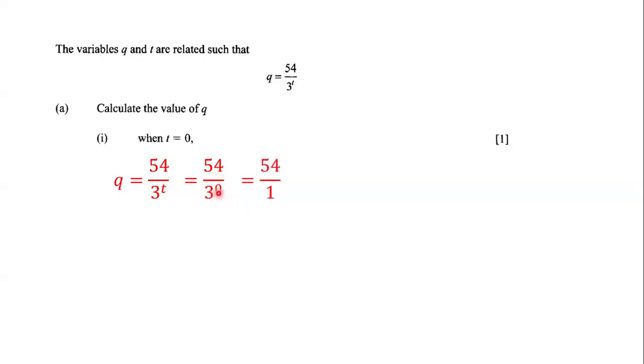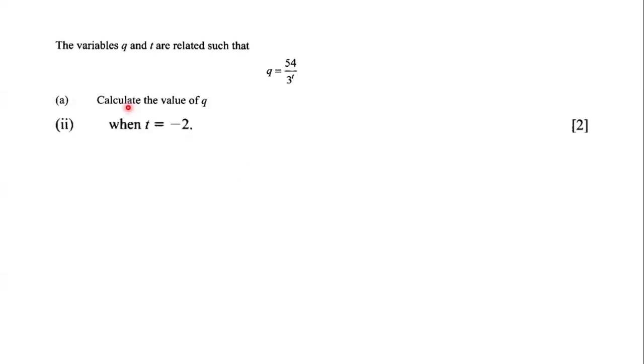Now, what is 3 to the power of 0? Well, 3 to the power of 0 is definitely 1. So we have 54 divided by 1. And 54 divided by 1 is simply 54. So that means that when T is equal to 0, Q is equal to 54.